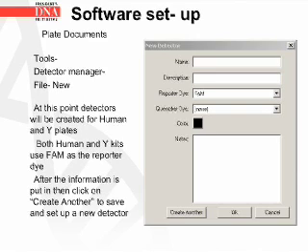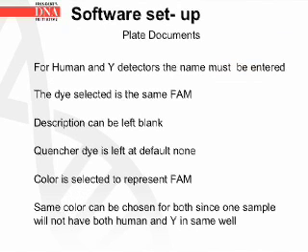At this point, detectors will be created for human and Y plates. Both human and Y kits use FAM as the reporter dye. After the information is put in, click on Create Another, and this will save and set up a new detector. For human and Y detectors, the name must be entered. The dye selected is the same, which is FAM. The description can be left blank, and the quencher dye is left at the default, which is none.